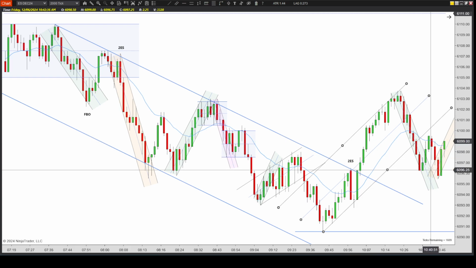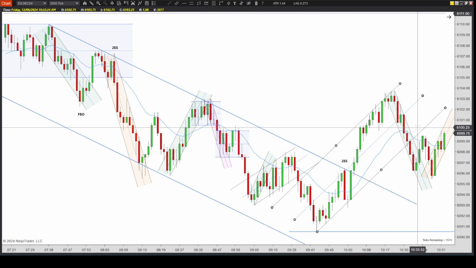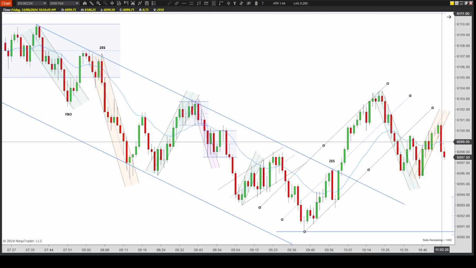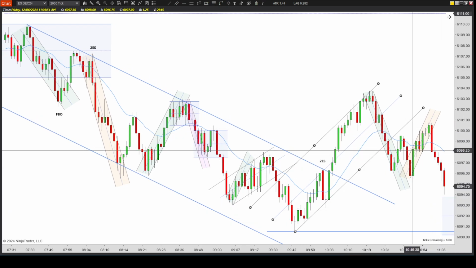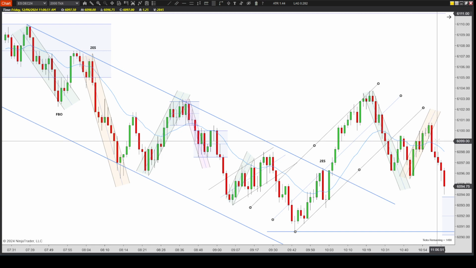You have a first entry long, technically a second entry long here, but that's a bad signal bar. Plus it's below the EMA. It did test the lows of this down channel, so it's like green down channel, break, first attempt up, and then it just continues back down. So you do have a new low, first entry short, but that's all you get.